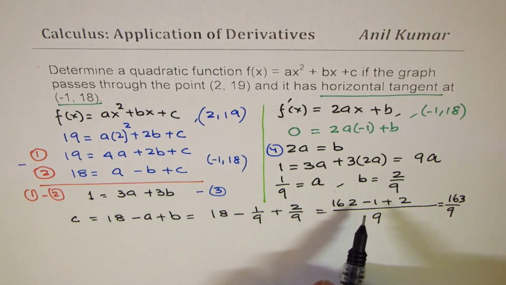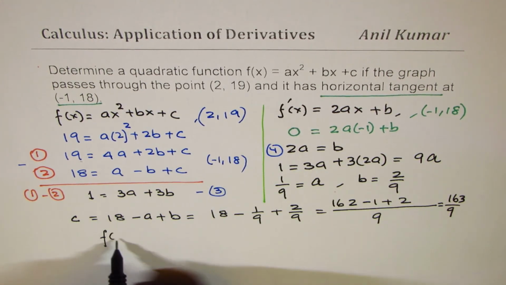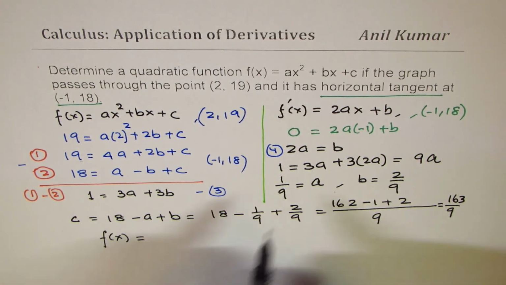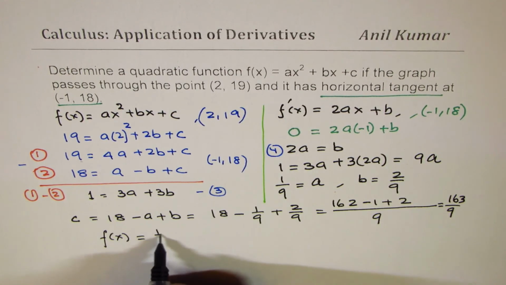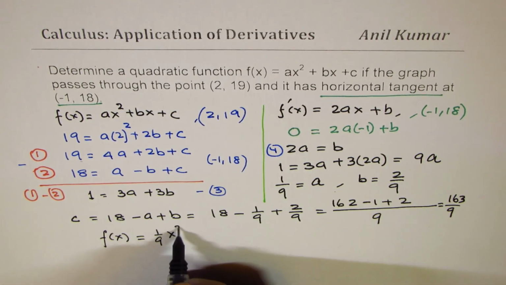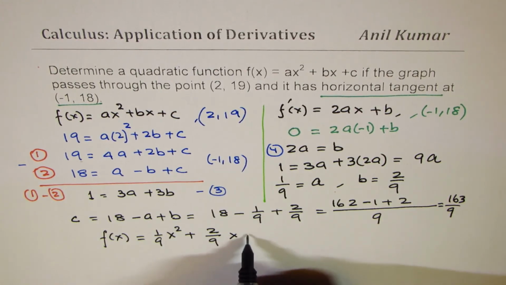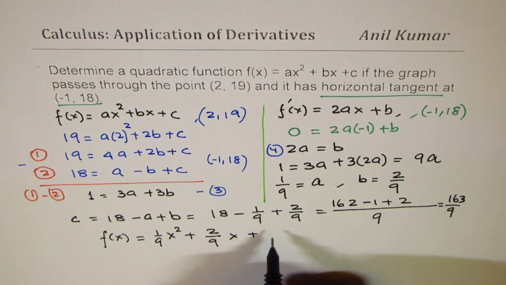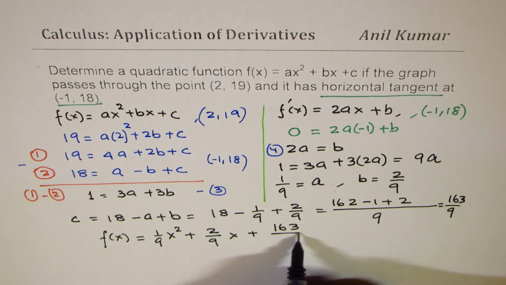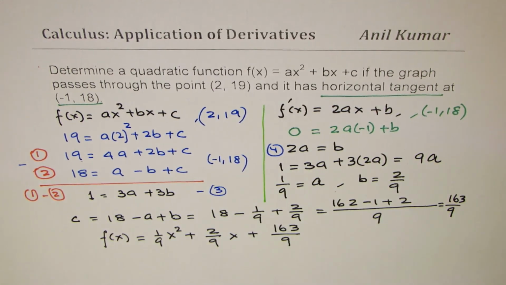So we get all a, b, c. So we can write down the function f of x as equal to 1 over 9 x squared plus 2 over 9 x plus 163 over 9. So that is how we can find the equation and all the parameters a, b, and c. So I hope that helps you to understand how to solve such questions.